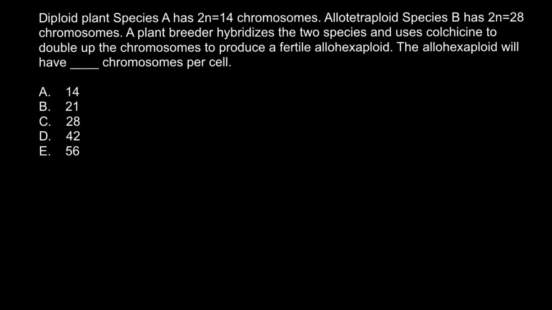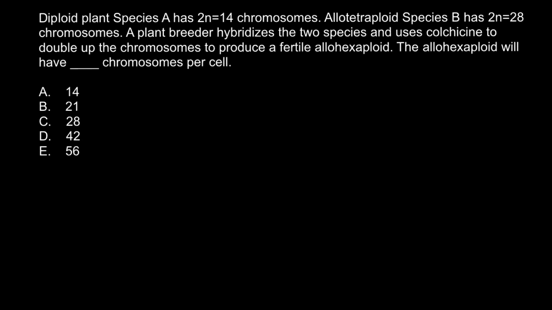Today's problem is: diploid plant species A has a diploid number of 14 chromosomes, and tetraploid species B has a diploid number of 28 chromosomes. A plant breeder hybridized the two species and used colchicine to double the chromosomes to produce a fertile allohexaploid. The allohexaploid will have, and you have to choose the correct answer, how many chromosomes per cell.